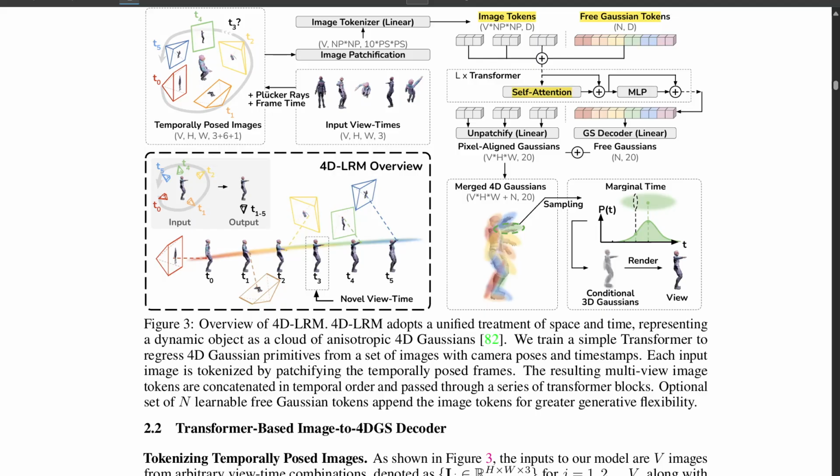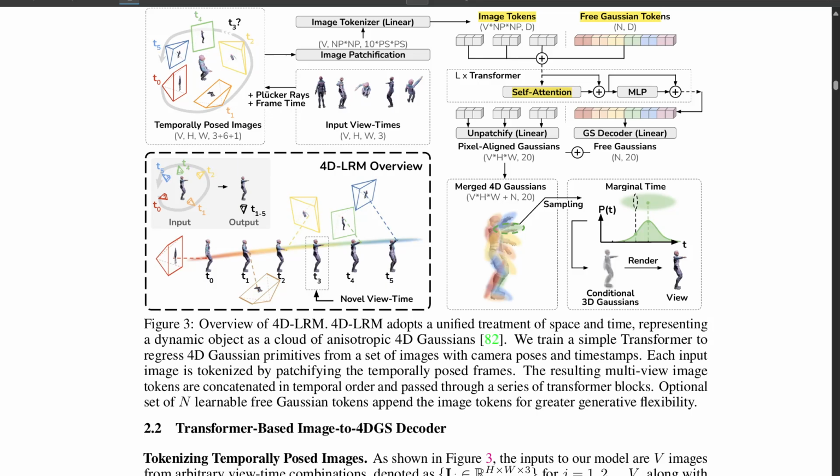But what if the views are really sparse, like huge gaps? Good question. They have an optional mechanism for that. The model can introduce additional learnable Gaussian tokens. They call these free Gaussians. Free meaning? Meaning they aren't tied to a specific input pixel. They're freeform and offer more generative flexibility, especially when you don't have much input data covering a certain area or time. So they can kind of fill in the blanks generatively? Sort of, yeah. Gives it more power when data is scarce.